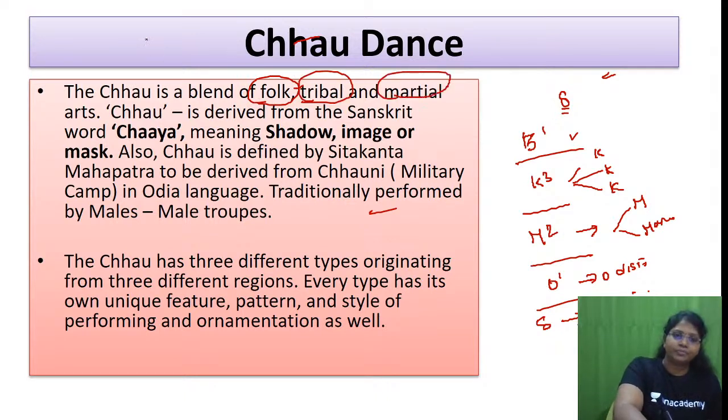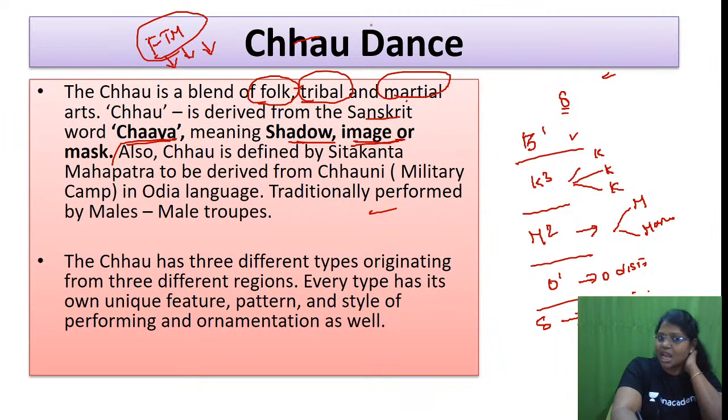FTM. What is this? Folk, tribal, martial. Chhau is the blending, the combination of folk, tribal and martial art. Chhau is derived from the Sanskrit word chhaya, meaning shadow, image or mask.